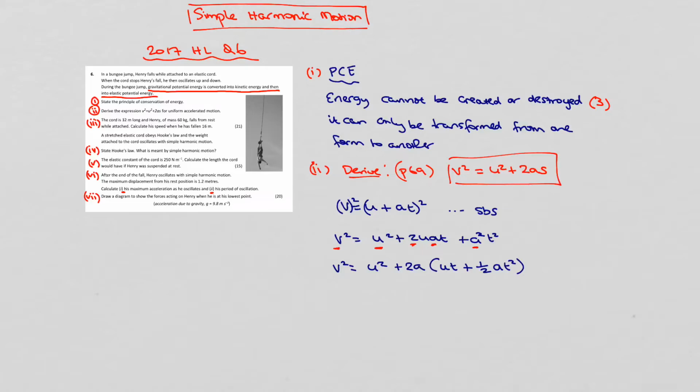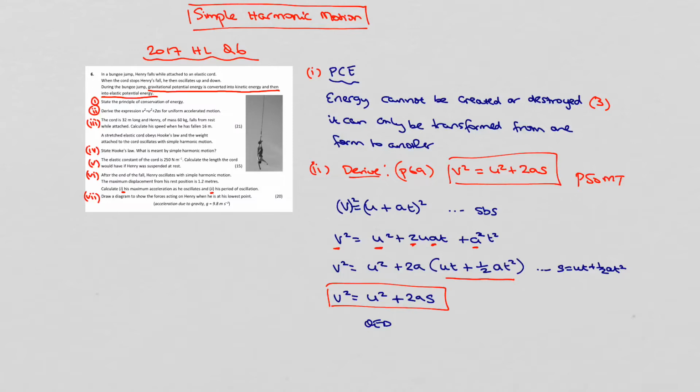Now again, if we're on page 50 in our maths tables, what we can see then is this ut plus a half at squared is equal to s. So we have s equals ut plus a half at squared. And because it comes before v squared equals u squared plus 2as, then I'm allowed to use that. If it comes after it, I'm not allowed to use it. And there we go, we have our proof out.